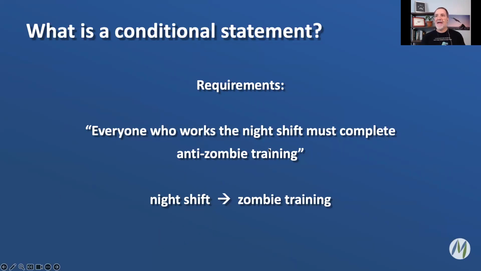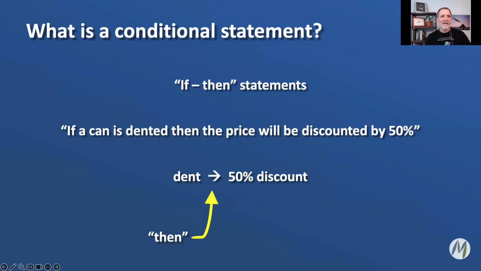So again, we would write this as if-then. If you are working the night shift, then you must complete zombie training. So zombie training is the requirement, the thing that must be true for anyone who is working on the night shift. So that's what we mean when we say that conditional statements sometimes describe requirements. And anytime we look at these conditional statements, we always say, if the thing on the left side happens, then the thing on the right side must happen also. If you work the night shift, then you must have the zombie training. It's a requirement. Going back to our last example, if a can is dented, then it must be true that that can will be discounted 50%.